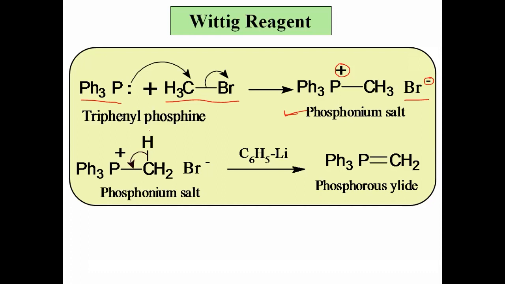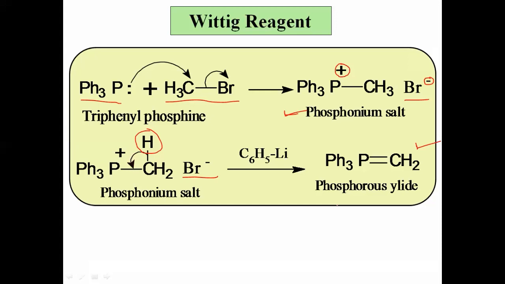Now there is a loss of H plus ion. इथून काय बाहेर पडेल? H plus ion. We can say that the H plus ion and that Br minus form HBr. This is the byproduct, HBr, and we get the main species, which is nothing but our phosphorus ylide, and it is also called the Wittig reagent.